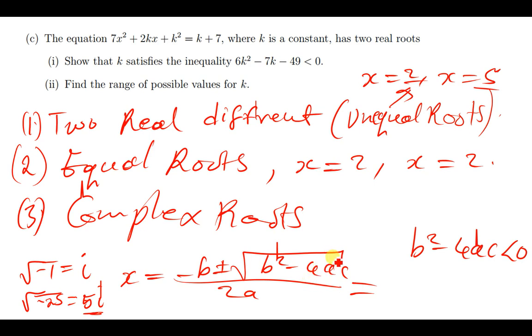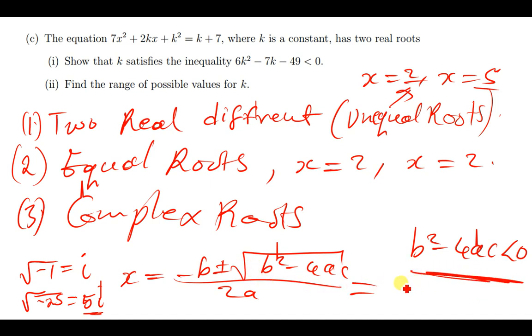Hence the type of roots that quadratic equation has is simply complex roots or imaginary roots. In some books they call them imaginary roots, because complex numbers are also known as imaginary numbers. Alright, so what we have discovered is that for you to have complex roots, what is under the square root there is less than 0, meaning it's a negative number.